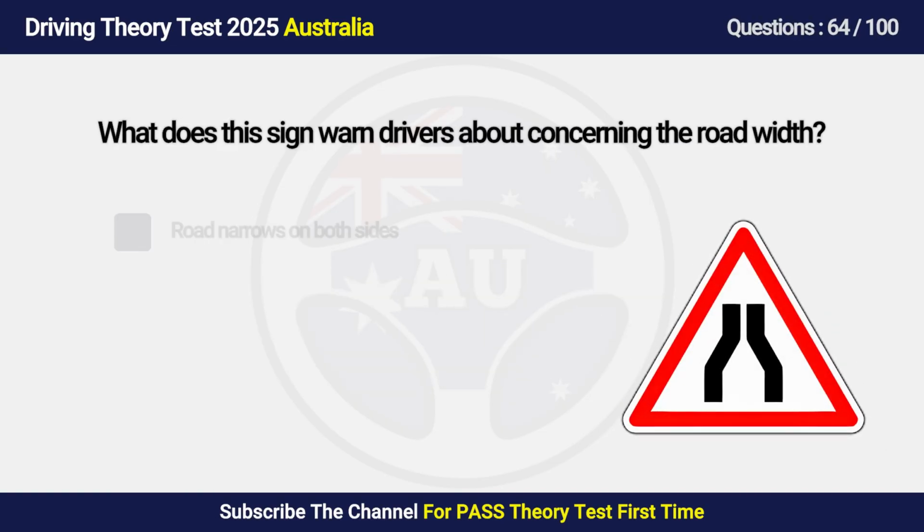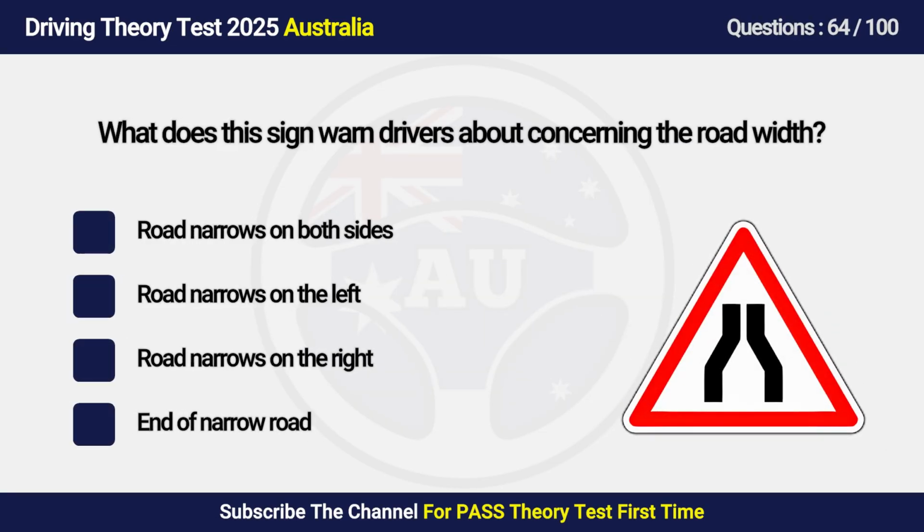Question 64. What does this sign warn drivers about concerning the road width? A, road narrows on both sides. B, road narrows on the left. C, road narrows on the right. D, end of narrow road.